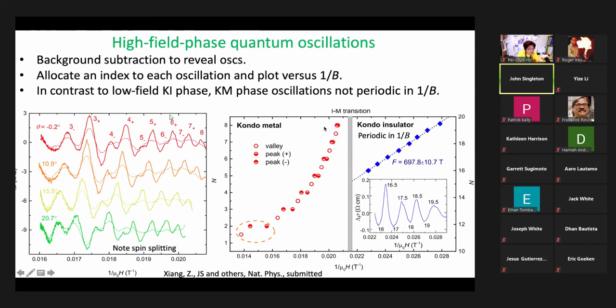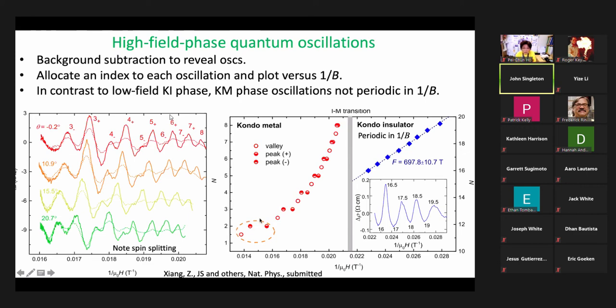So going back to the Kondo insulator that I showed you earlier, we had these oscillations in the resistivity and the torque. If you allocate a number to them and then plot that number against 1 over magnetic field, you get a straight line because they're periodic in 1 over magnetic field. Now, if we go into the Kondo metal phase, these things are no longer periodic in 1 over magnetic field. They describe this curved line here.